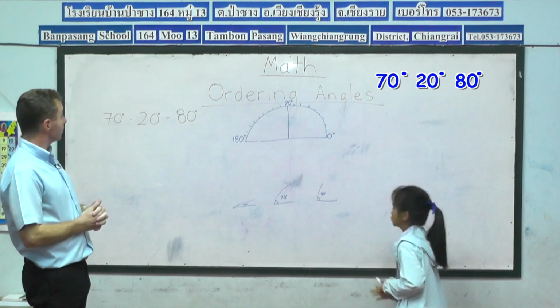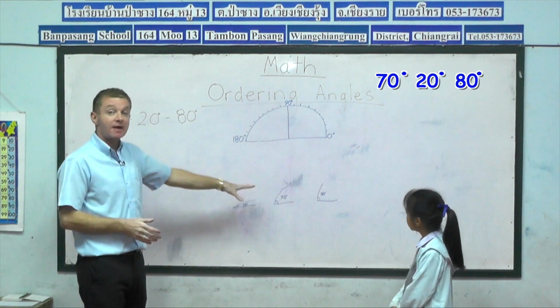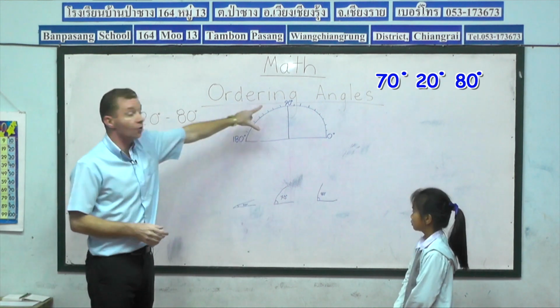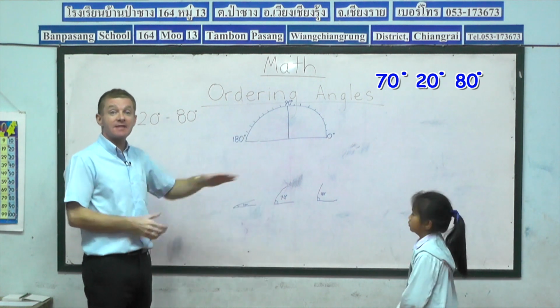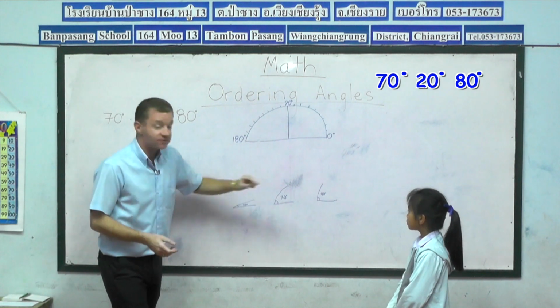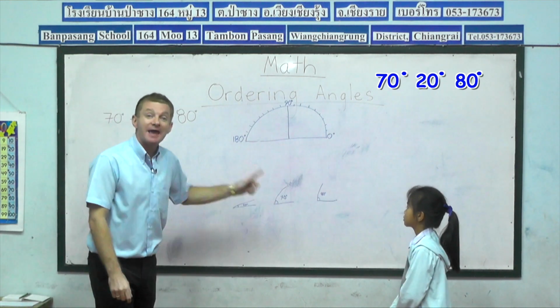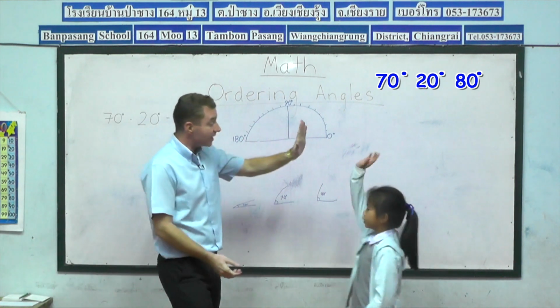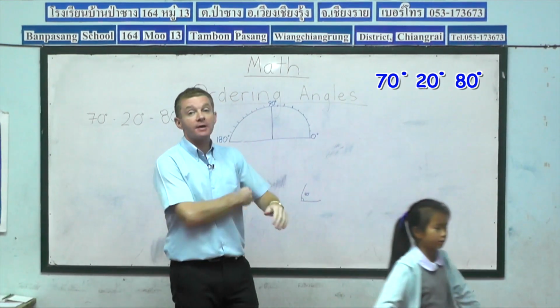Perfect. So you can see here that Preo has correctly demonstrated how to measure, draw, and order the angles into ascending order. 20 degrees, 70 degrees, and 80 degrees. Preo, that was excellent. High five and a big round of applause for Preo, please, guys.